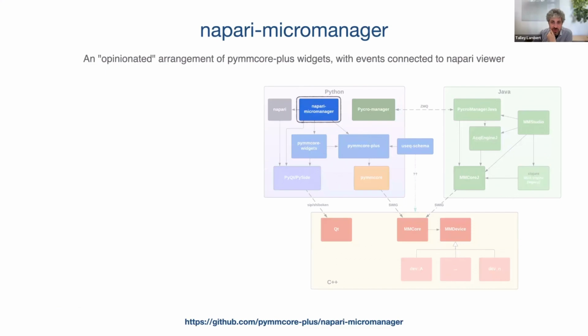And that brings us to Napari Micromanager, which is itself not tremendously complicated. It is essentially an opinionated arrangement of these widgets with the important events connected to the Napari viewer. So for instance, as you're running the multi-dimensional experiment, it will be emitting events, frame ready, etc. And Napari Micromanager connects those events to callbacks that populate the viewer with the next image, build up your Z-stack, and let you monitor your experiment as you're going.